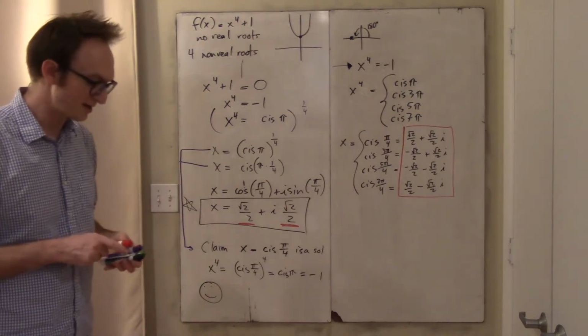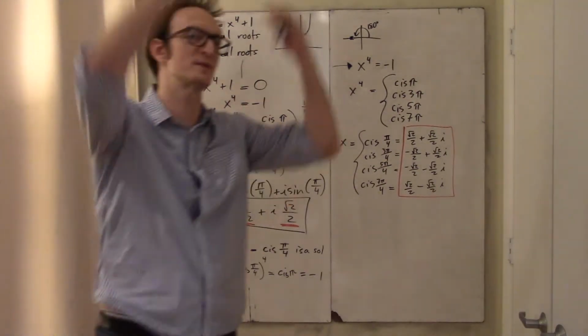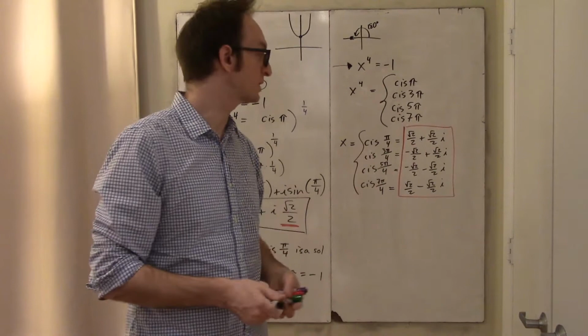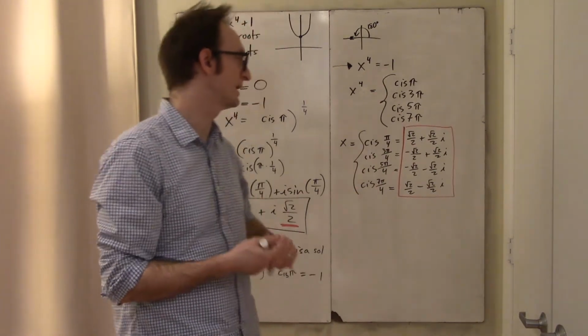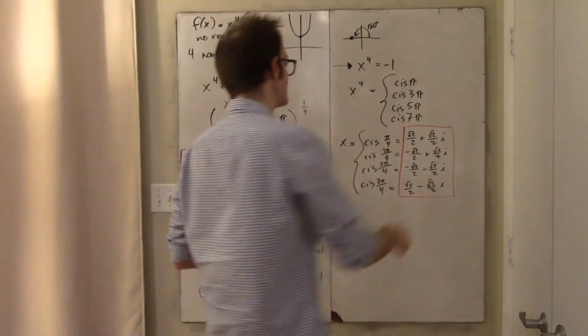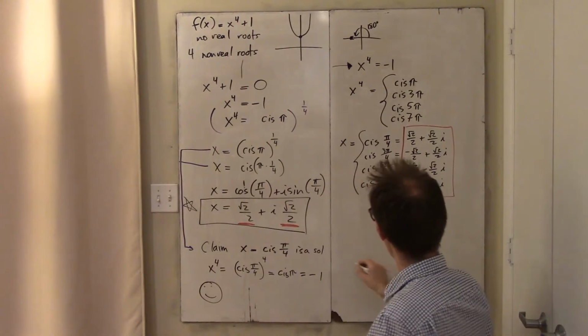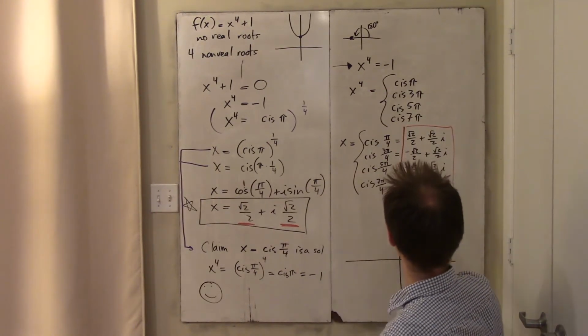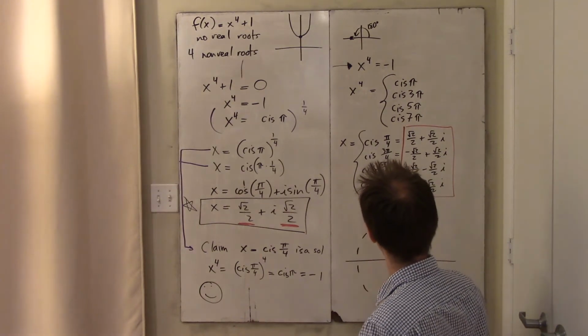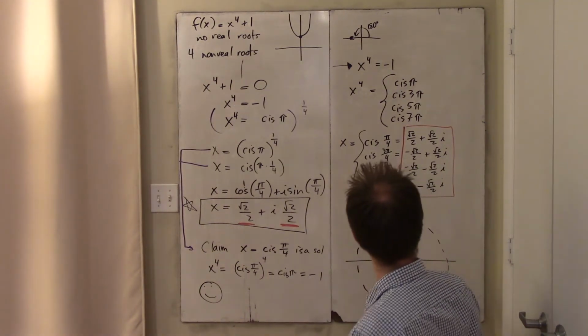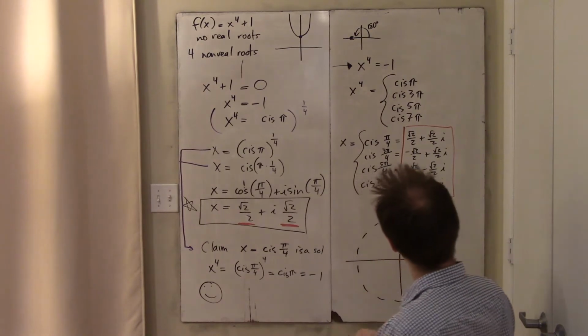In fact, this entire problem can be done kind of like in 1 second or something once you get it geometrically. And so let's plot these four answers on the complex plane and observe something about them. There's kind of this circle of radius 1. Well, okay, it's the unit circle. And what are these four numbers?